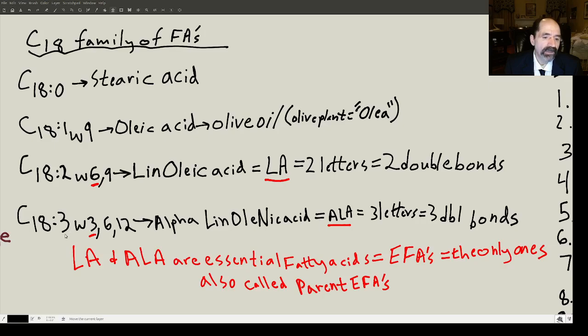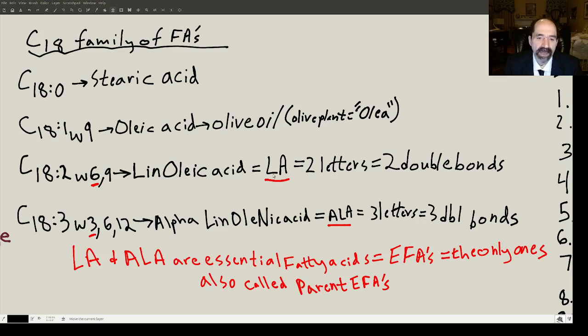Then the omega-3 fat, alpha-linolenic acid: I remember that there are 3 double bonds because there are 3 letters. ALA has 3 letters, and there are 3 double bonds. The more double bonds you have, the more vulnerable that fatty acid is to lipid peroxidation. And these are the essential fatty acids. They're also sometimes called the parent essential fatty acids.